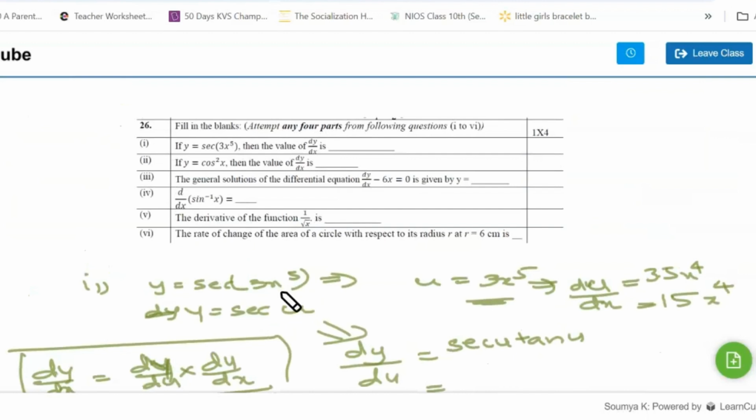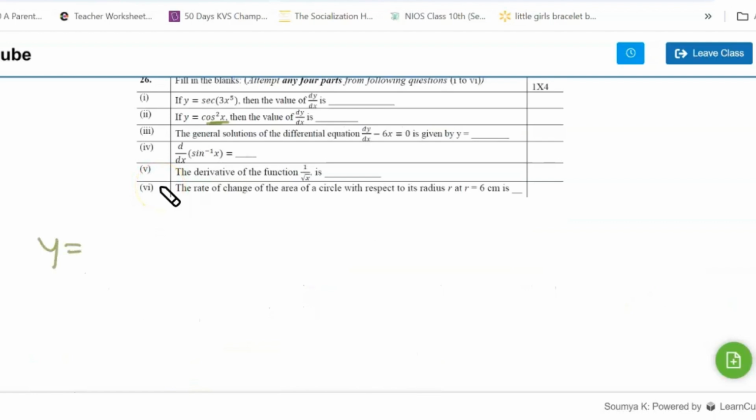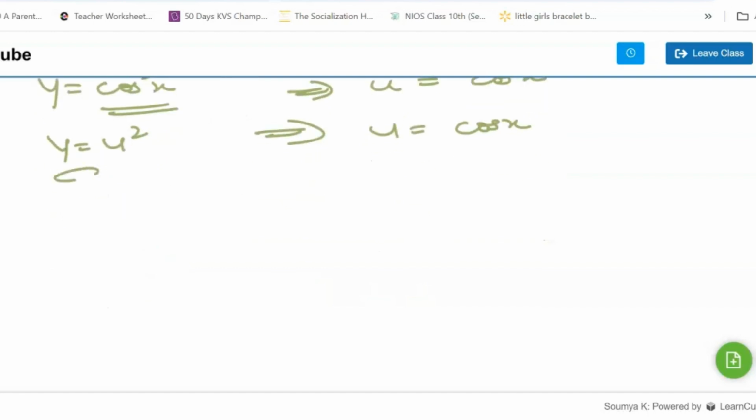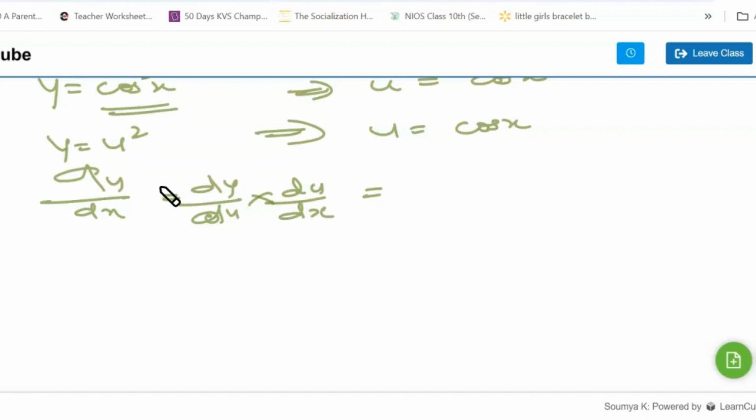Next one, if y is equal to cos square x, then find dy by dx. Similar to the previous question, you can solve this also. Y is equal to cos square x, where this can be substituted as u is equal to cos of x. So the function looks like y is equal to u square, which makes it easy to solve. Now to find dy by dx, you can do dy by du into du by dx.